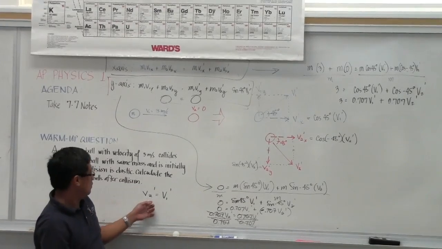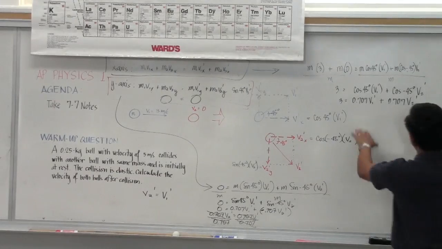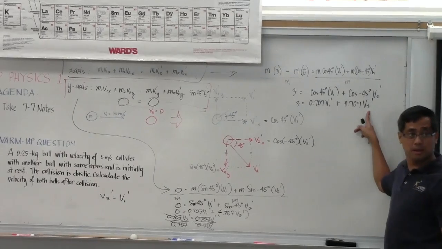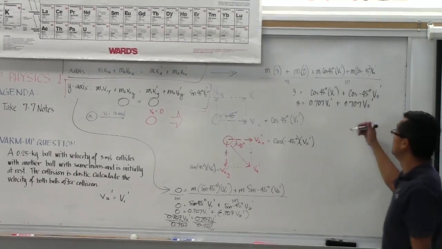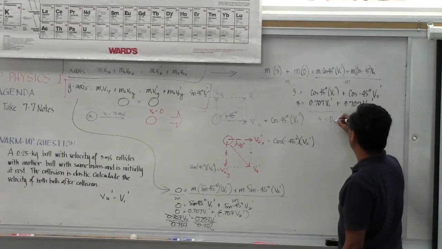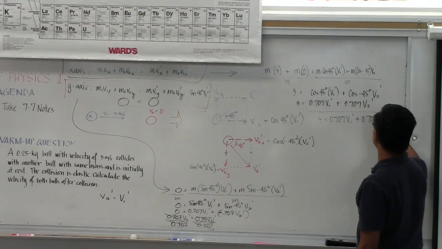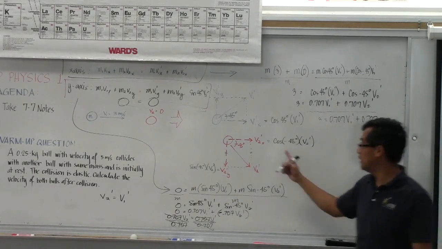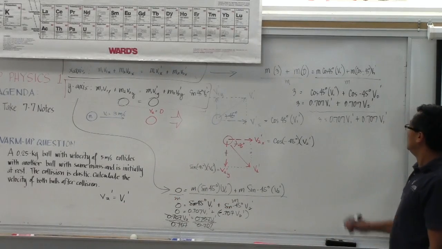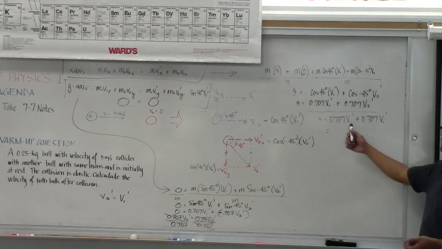Okay, now let's bring this one back to this one here. What is V2 prime equal to? V1 prime. So therefore, instead of writing V2 prime, I can just now continue. 0.707 V1 prime plus 0.707. Instead of V2 prime, what will I write? V1 prime, right? Now, how many unknowns do I have? One. V1 prime.